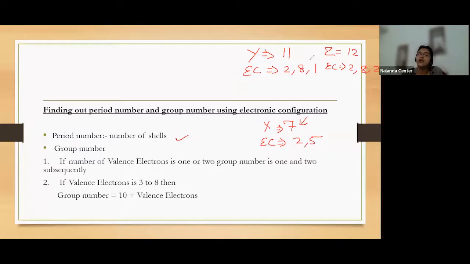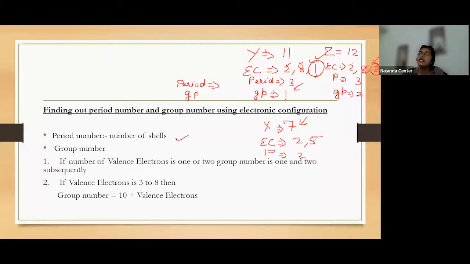In order to find the period, just count the number of shells. How many shells are there? 1, 2, 3. So the period is going to be 3 in this case. Now what about the group number? You have to look at the valence electrons. If it is 1 or 2, the group number is going to be the respective number. So the group number in this case is 1, and in this case it is 2 itself.